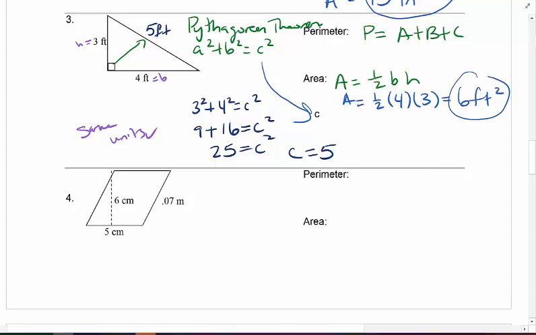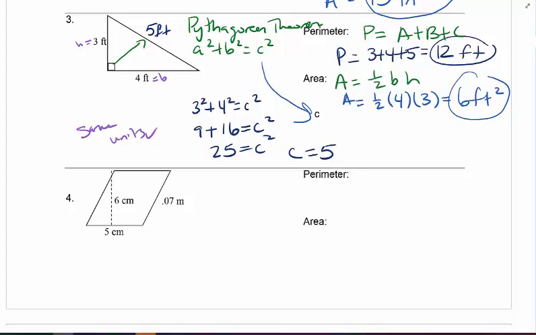For my perimeter of this triangle, I've got 3 plus 4 plus 5. That gives me 7 plus 5, which is 12 feet. So this one didn't give you everything, but because it's a right triangle, you could finish this one off. So I'm going to do one more on this video.